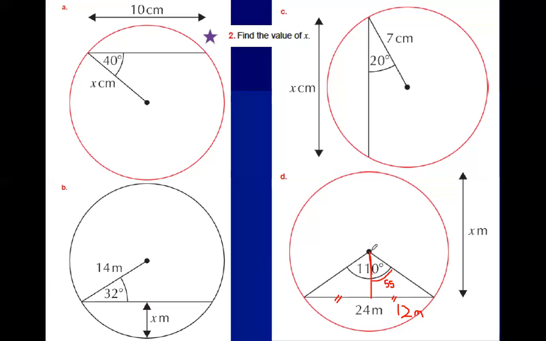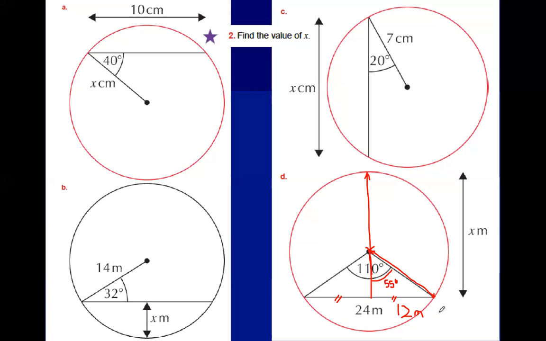So this distance here, from there to there to there, is the same as this distance here. So the first thing I'm going to do, because I've got an opposite side to my angle of 55 degrees, which is 12 meters, and I've got the angle.